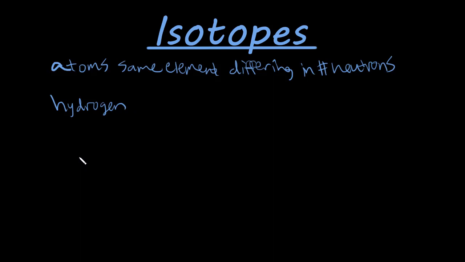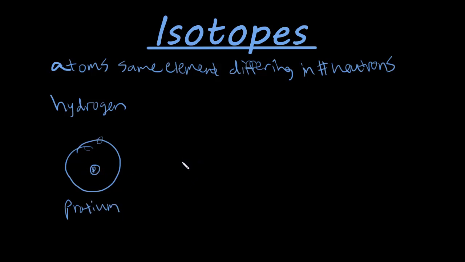So hydrogen normally has a proton. This will be a P for proton in their nucleus, and this is going to be their shell valence electron. So this is the normal form of hydrogen, and this is called protium. So normally hydrogen has no neutrons in its nucleus.